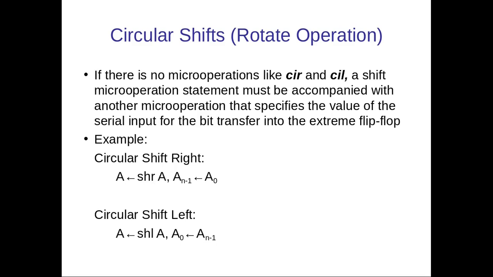For example, circular shift right we can express like this: shift register A right, then An-1 gets A0. Similarly, circular shift left can be expressed like this: A gets SHL A, shift left A by 1 bit position, and A0 gets An-1. Okay.